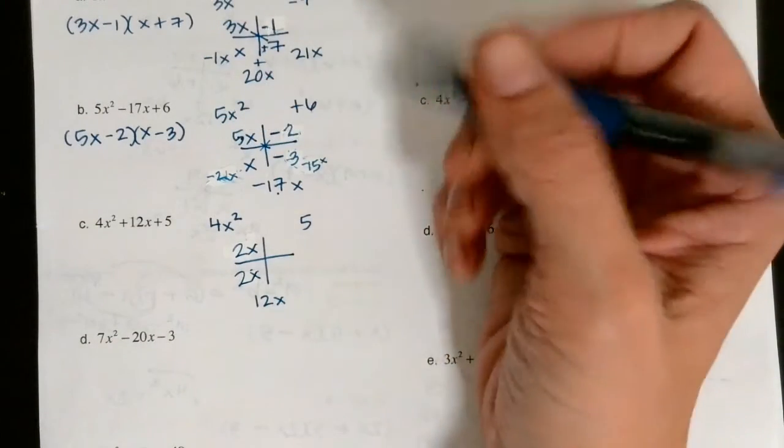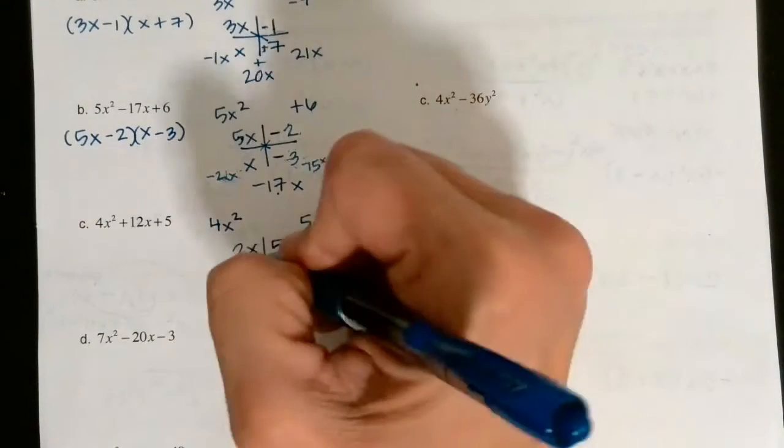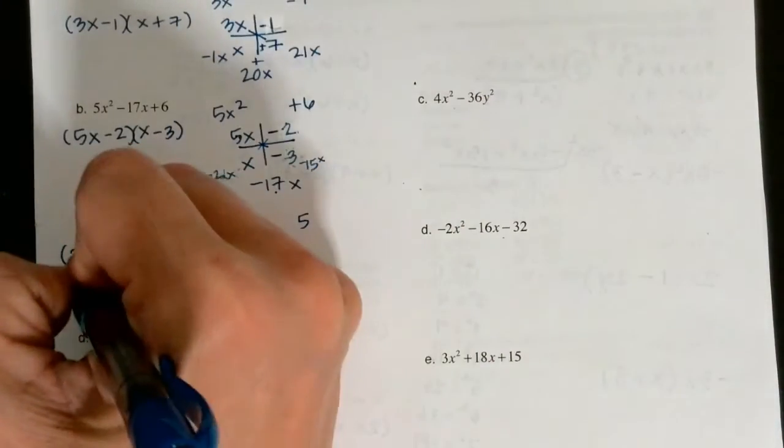So you just have to guess and check, and then I'm trying to get 5, so I can get 5 and 1, and this is the way you always check your math. Cross multiply and add, so that works.